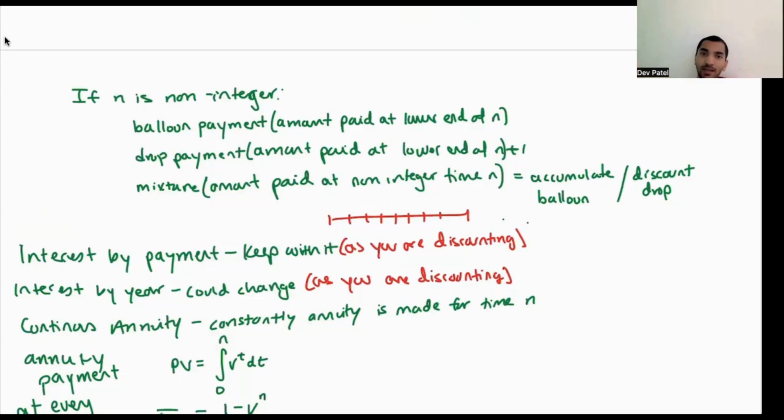The drop payment is similar, except we take the ceiling of that number. So if it's 14.2, we go to 15. What would be the payment that we would do at 15, if we were going to pay at 15?